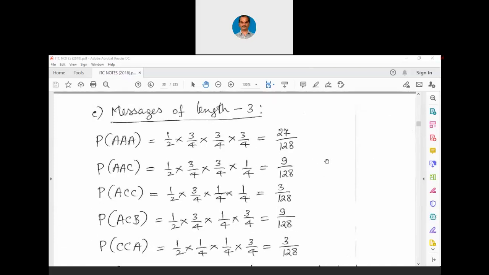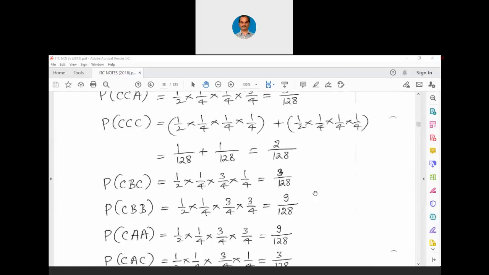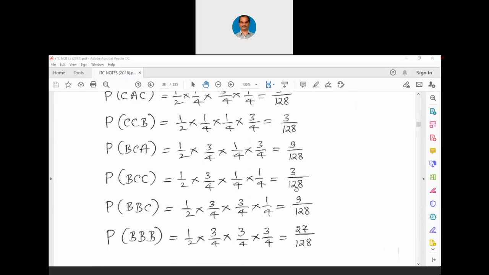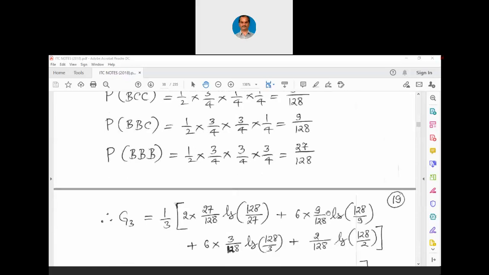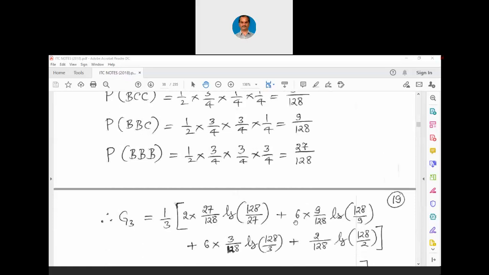Let us compute messages of length 3. P of A, using the same tree diagram, we can find out the probabilities for all these sequences of length 3. AAC, ACC, like that we go on. CCC was occurring in both the tree diagrams as I had mentioned earlier, so it is considered here. Otherwise, no other sequence is occurring twice anywhere. Now, these are all the values for all these sequences till BBB. Now, we can have G3. G3 is 1 over n. N is now 3, and it is the summation of all these.